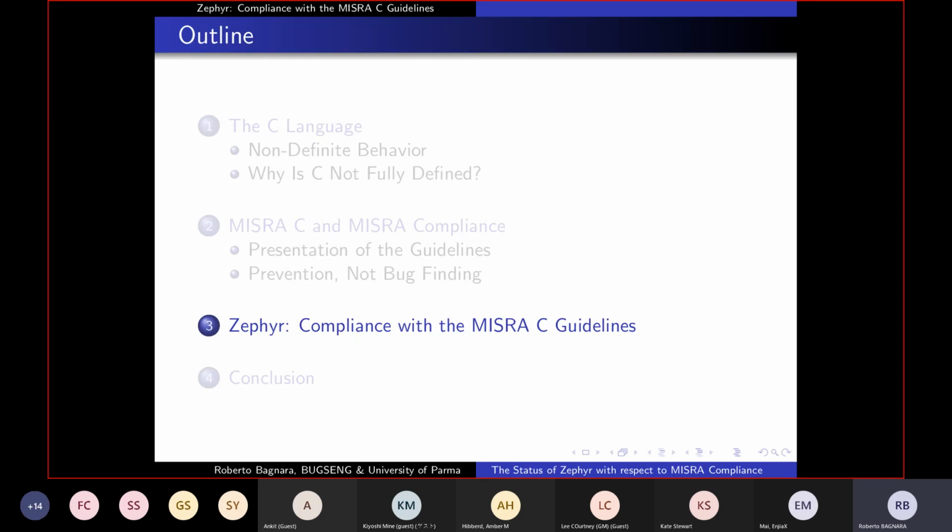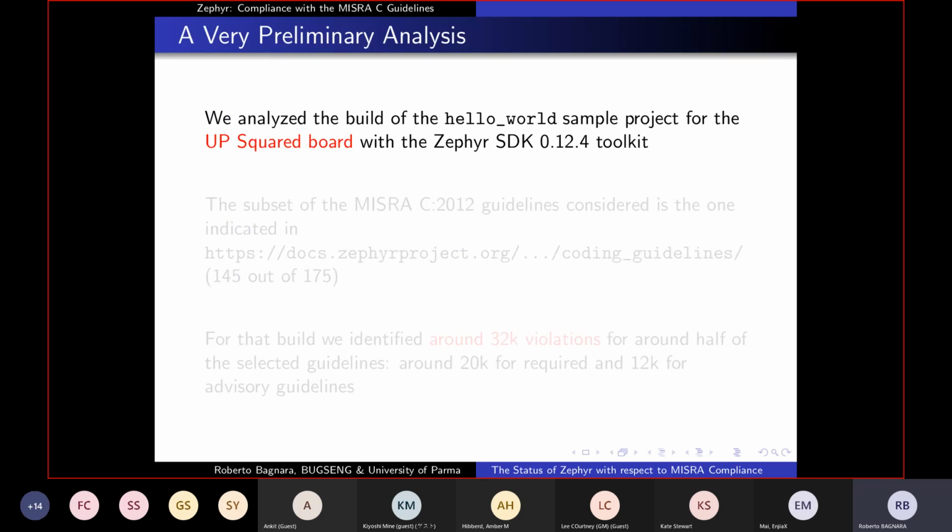Now, let me say a few words about the status of compliance of Zephyr with respect to the MISRA C. I should have added a couple of slides of disclaimer, including the fact that I'm not very familiar with the Zephyr project. I didn't study any documents about the project and so on. What we did was to analyze a build of the Hello World sample project for the app-squared board using the SDK 0.12.4. I think this is not the latest one. I think now we are at 0.13 something, but I don't think this changes very much.